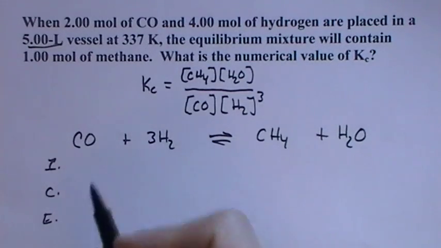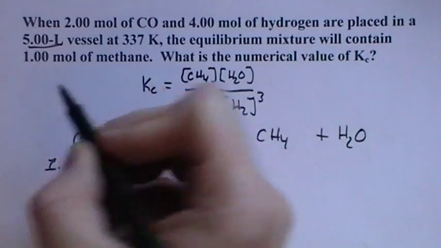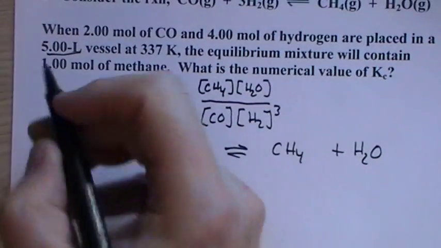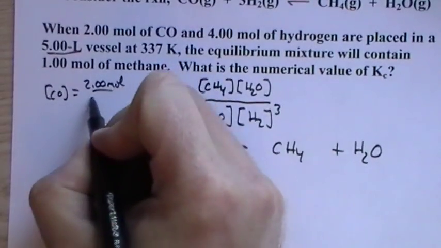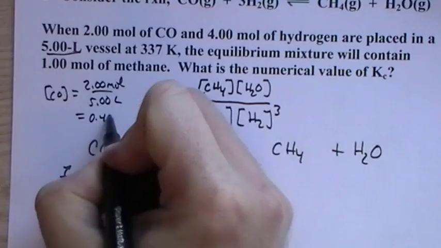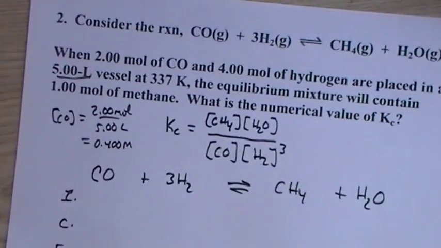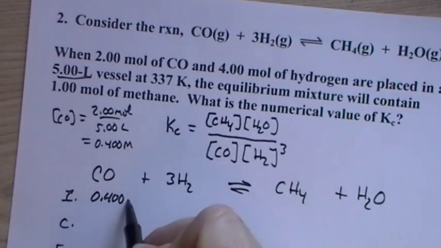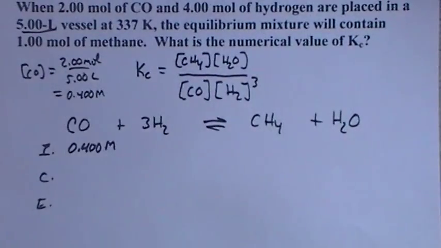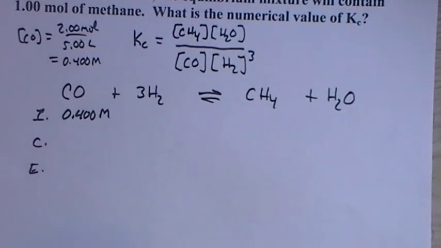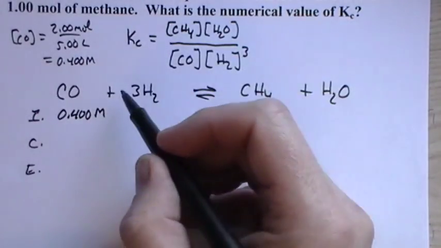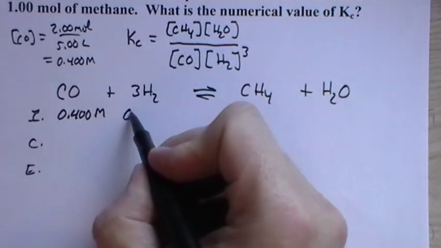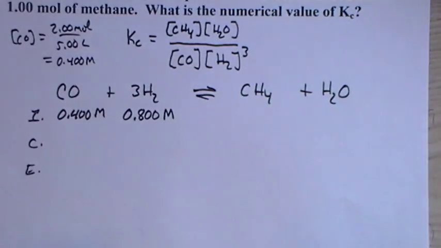Now, initially, the initial concentration of CO is going to be 2 moles over 5 liters, or 0.4 molar. Just verify. So this is 0.4 molar, capital M. No longer moles there. We're dealing with Kc now. We're going to have to be in molars, moles per liter, so might as well change it over. Now we have 4 moles of hydrogen, so 4 moles divided by 5 liters gives us 0.8 molar, capital M.